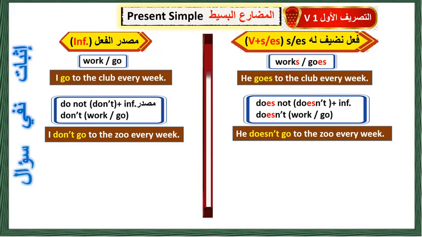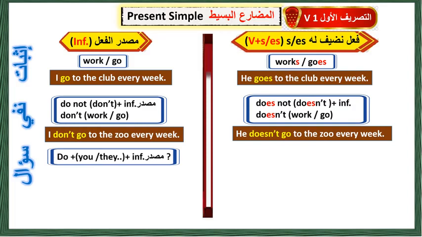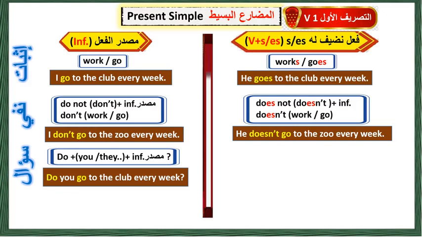Question form. In asking questions, we use do before you, they, and plural nouns like your friends. Example. Do you go to the club every week?